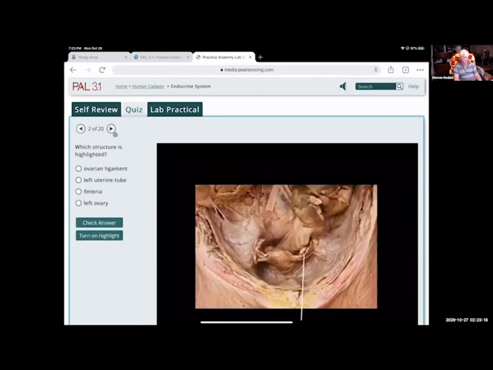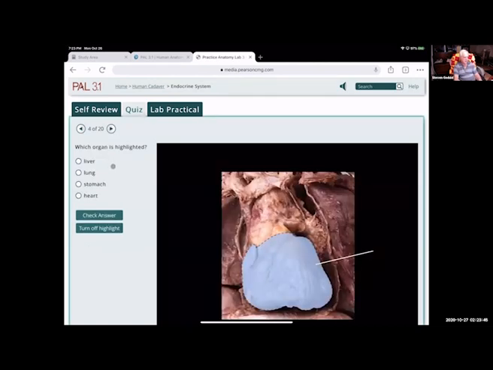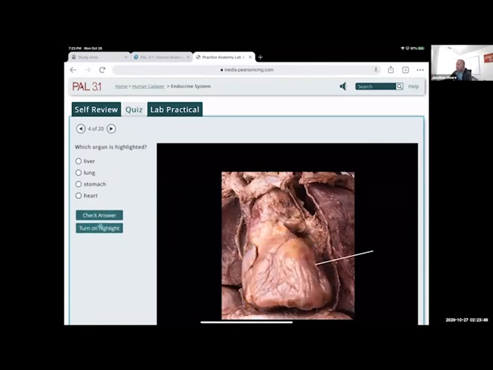Okay, that is the left uterine tube. I thought it was pointing to the ovary, but let me turn on the highlight. Yep, left uterine tube. Go through these. And that is the kidney. This is the heart. It's kind of hard to tell with the highlights on. Yeah, that's the heart.